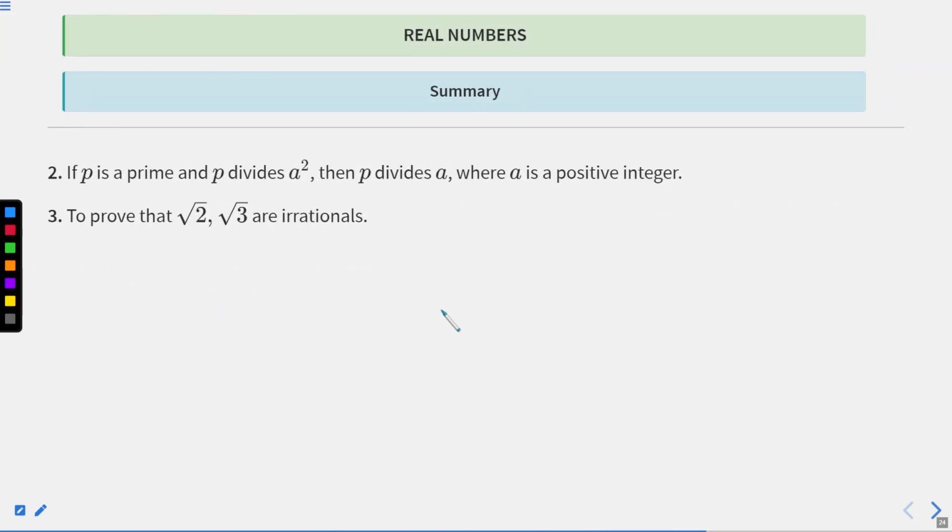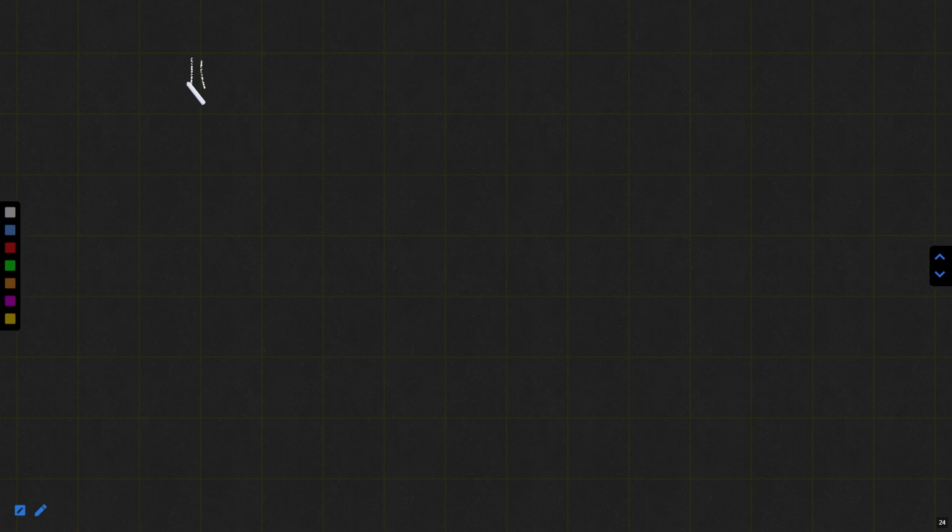Okay, and second, we have studied this theorem: if p is a prime and p divides a square, then p divides a, where a is a positive integer. Here it is used to prove that root 2 and root 3 are irrational numbers.